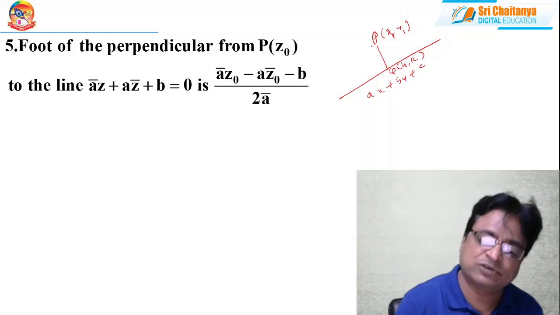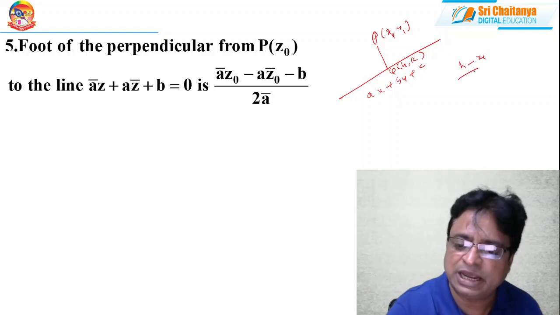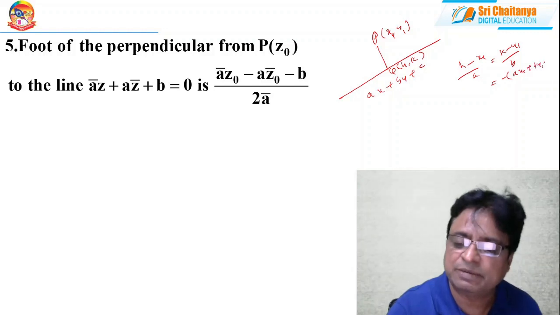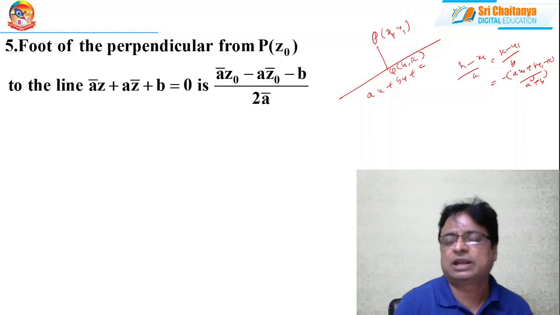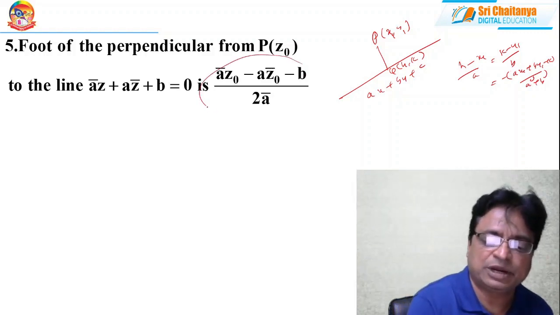Then the coordinates of that foot of the perpendicular drawn from the point P onto the line are given by, actually there we can write that as (h - x1)/a = (k - y1)/b = -(ax1 + by1 + c)/(a square + b square). This is the formula for the foot of the perpendicular. You can calculate (h, k) there. But in complex numbers, the same formula you can do like this.